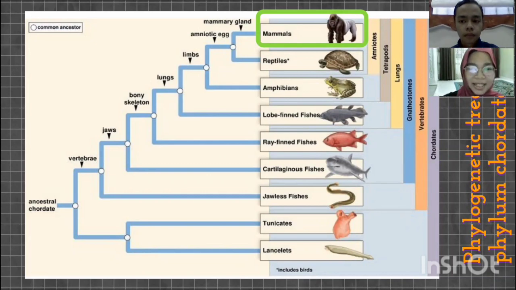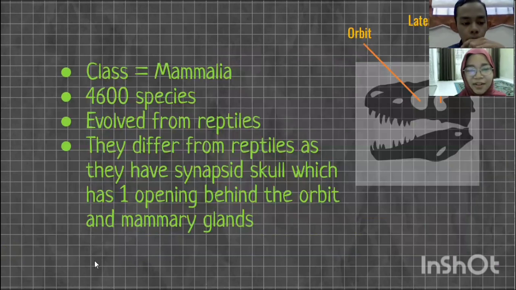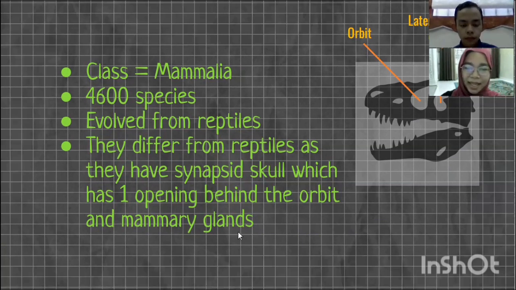What differs mammals from reptiles is that they have mammary glands. Okay, so mammals are in the class of Mammalia. They have 4,600 species, so they evolved from reptiles. They differ from reptiles as they have synaptic skull, which has one opening behind the orbit, and mammary glands.